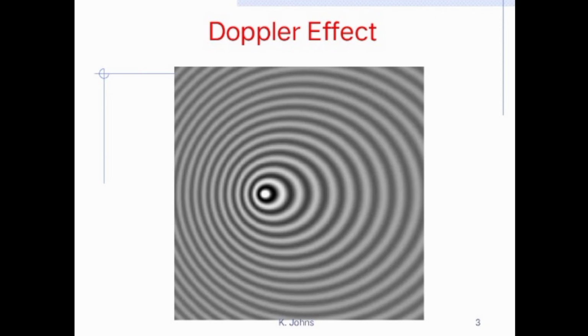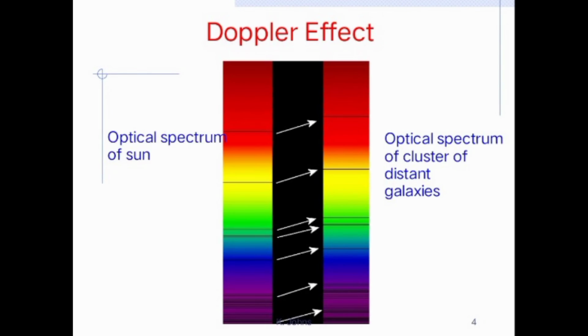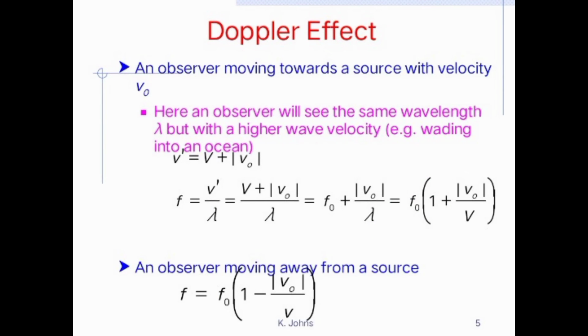This is the illustration of the Doppler effect. This is another illustration of the Doppler effect. An observer moving towards a source with velocity v. Here an observer will see the same wavelength but with a higher wave velocity. This is the formula. This is the formula of an observer moving away from a source.